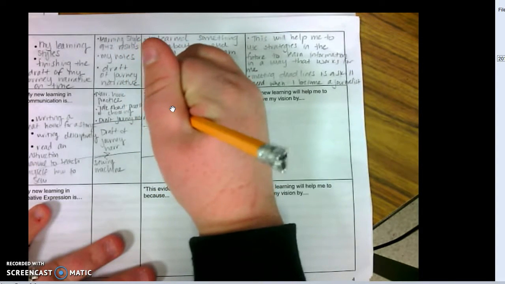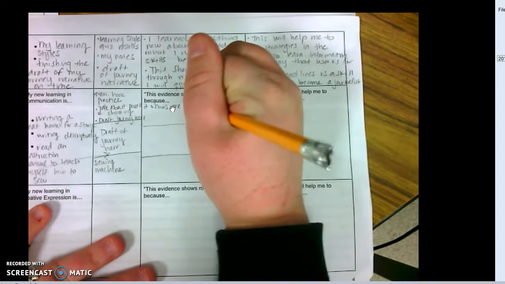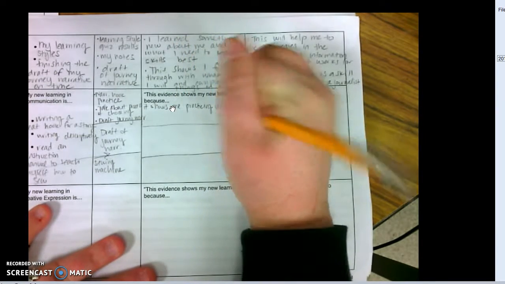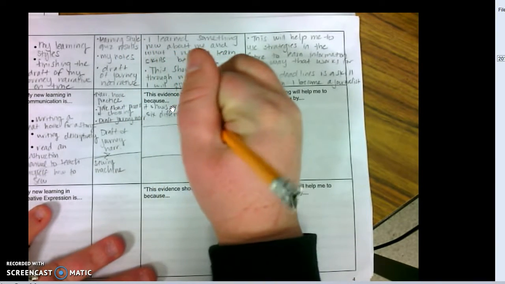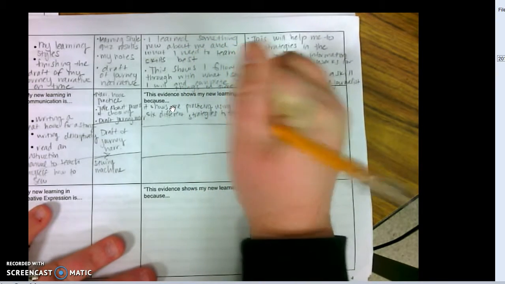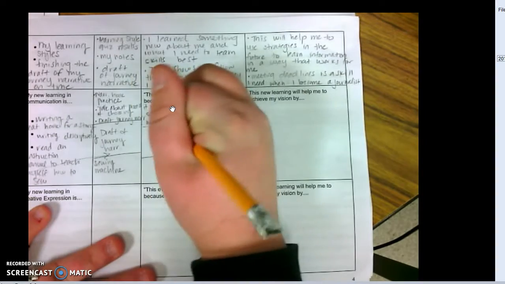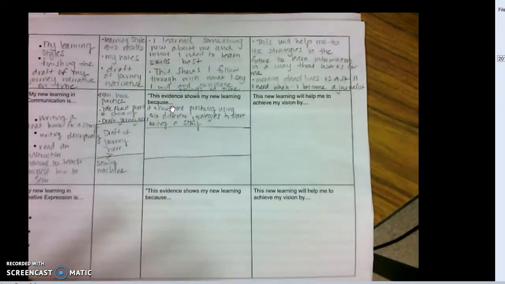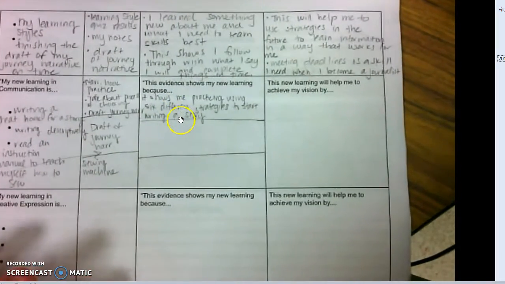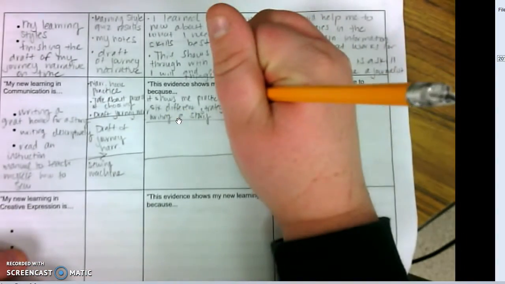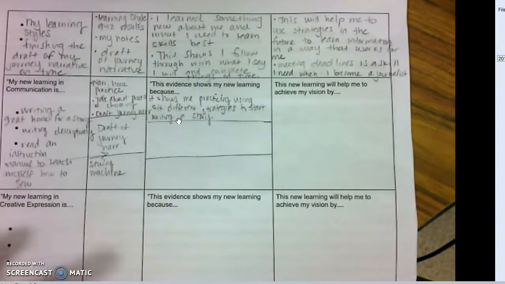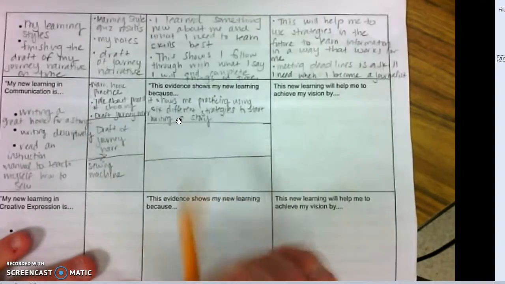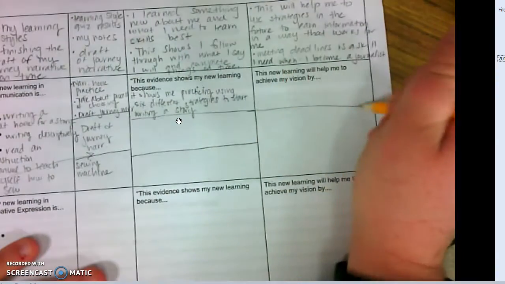it shows me practicing using 6 different strategies to start writing a story. Okay? So you're going through and actually looking for or practicing these different strategies, and that shows new learning because you're putting that information to use in a new way. Finally, this last one, and again, we're going to connect it.